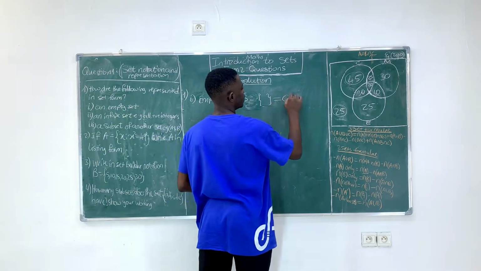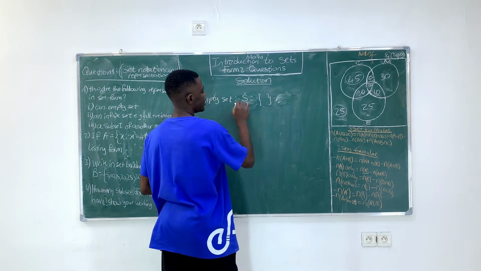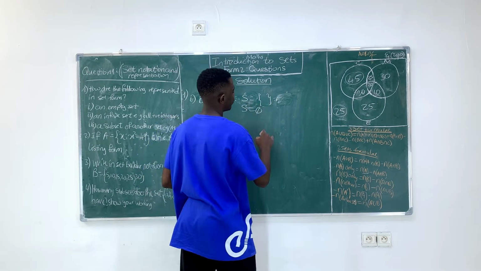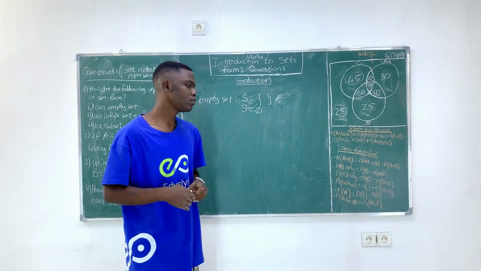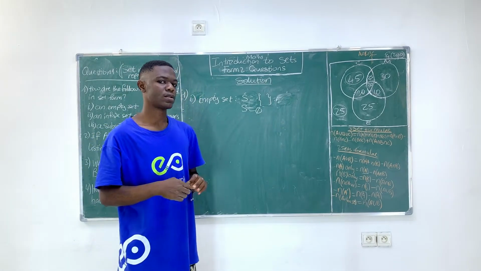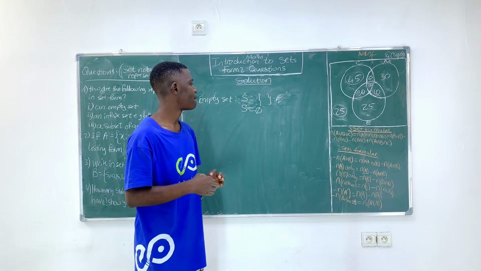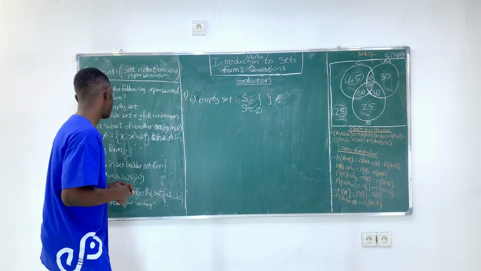Or it is written like this: S is equal to an empty set. And it's like this. So that's how you represent an empty set.